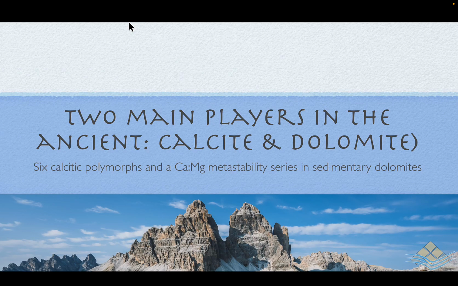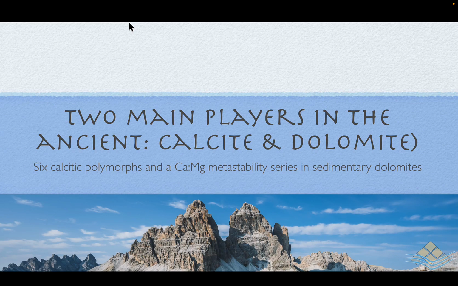If we look at the suite of minerals that we see in all carbonates, we see 6 calcitic polymorphs, which we'll look at in detail in a moment, and also a calcium to magnesium metastability series related to the formation of different styles of sedimentary dolomite. This is a topic unto itself, and we devote a whole course to the study of sedimentary dolomite and the porosity and permeability evolution in ancient sedimentary dolomites.